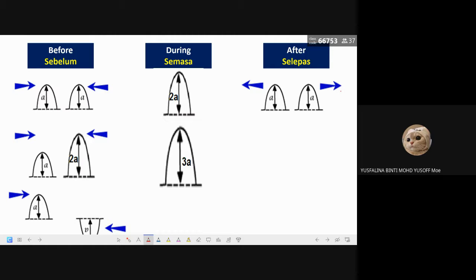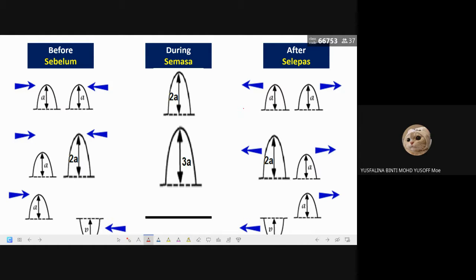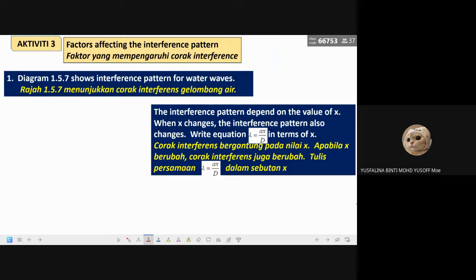After the interference occurs, they will move back using their own original direction. They will continue to move to the left, and the other one will continue to move to the right. This part is where the destructive interference occurs. But after the destructive interference, you can see here the trough will keep moving to the left, while the crest will keep moving to the right, each using their own original direction.